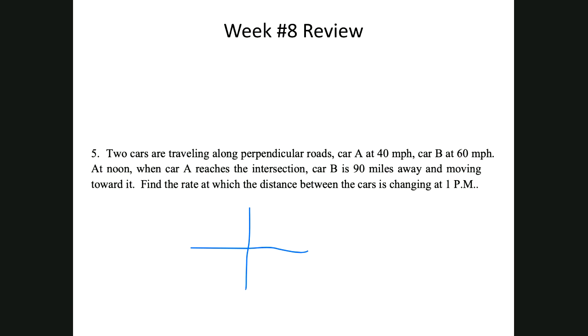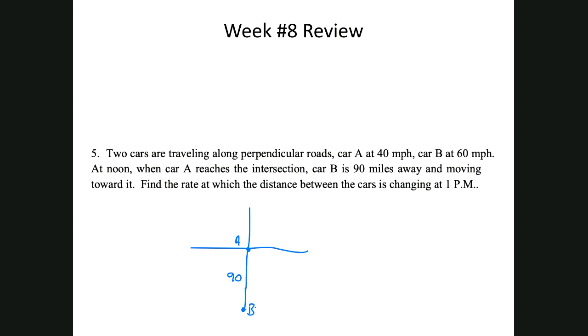At noon, when car A reaches the intersection, okay, so this is car A at the intersection, car B is 90 miles away. Okay, so let's say he's down here. So this is 90 miles here. This is car B. This is car A. And it says, and moving toward it.